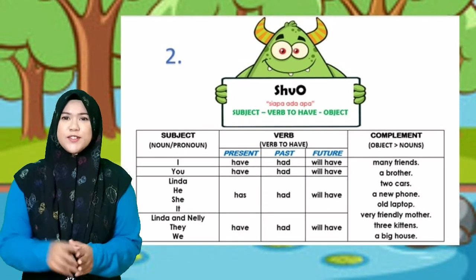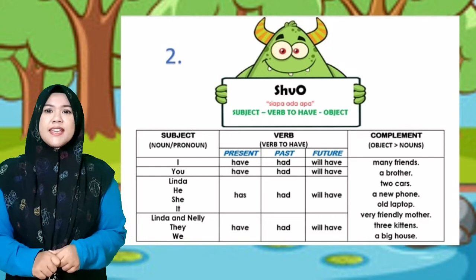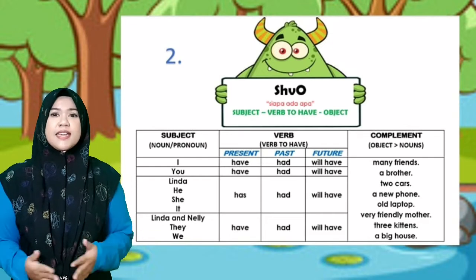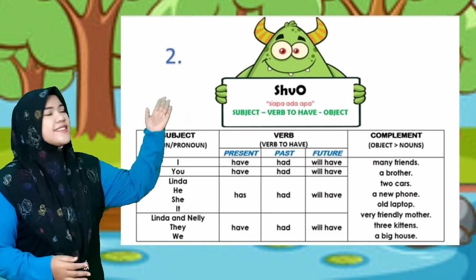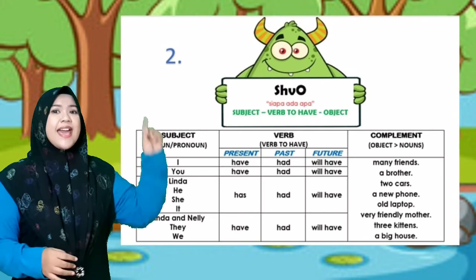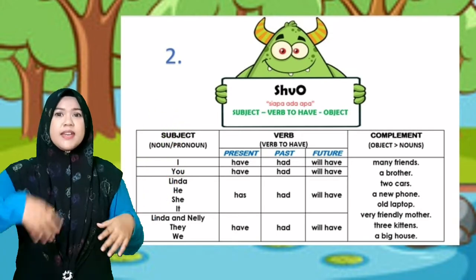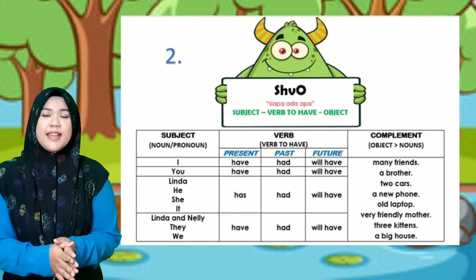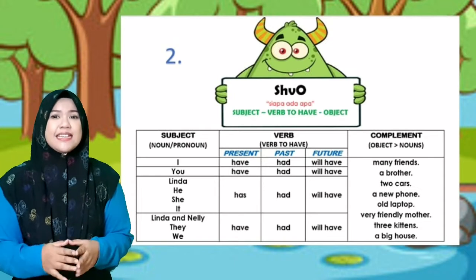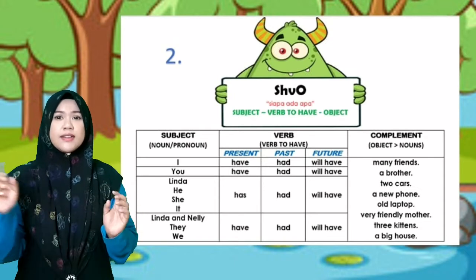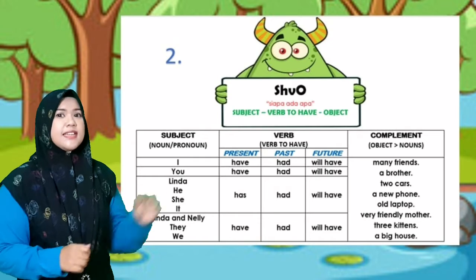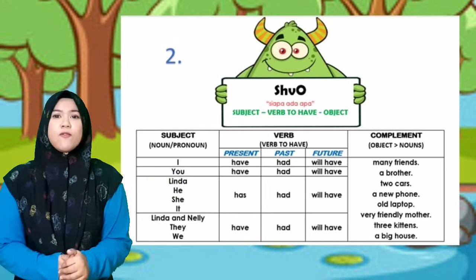Alright, now let's move on to the second sentence pattern. Okay, kita akan tengok jenis ayat yang kedua, which is S, have, O. Please remember, because there will be another type of sentence that we will learn later, which is S, have, C. That one is different, yang tu lain sikit. So for this one is S, have, O.